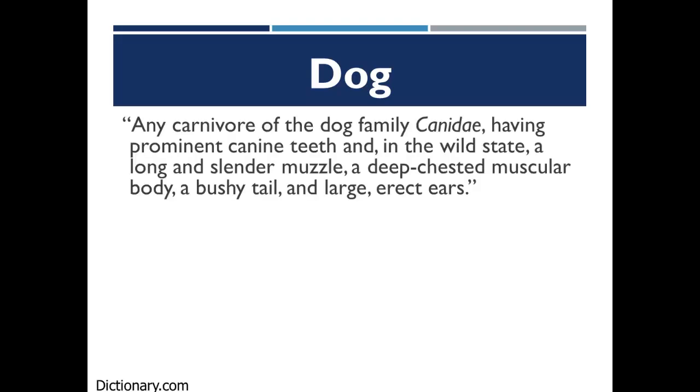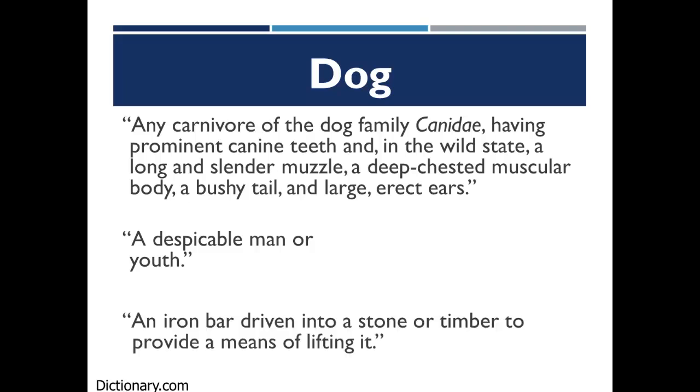Now let's consider another common three-letter word, dog. Dictionary.com's definition is any carnivore of the dog family Canidae, having prominent canine teeth and, in the wild state, a long and slender muzzle, a deep-chested muscular body, a bushy tail, and large erect ears. Amongst the list of 25 other definitions, I also found a despicable man or youth and an iron bar driven into a stone or timber to provide a means of lifting it. You can also use it as a verb, as in, she is dogging me. So you can't just gather the meaning of the word by looking in the dictionary.